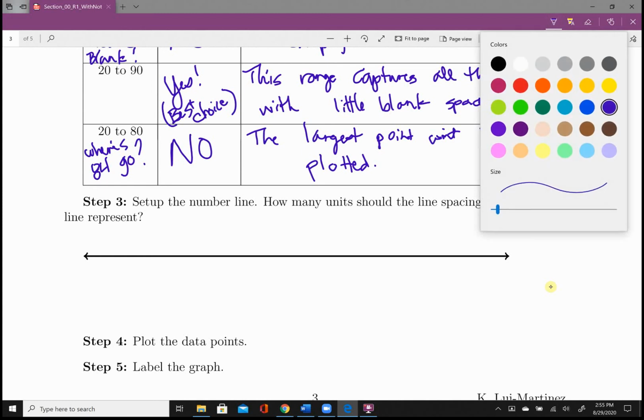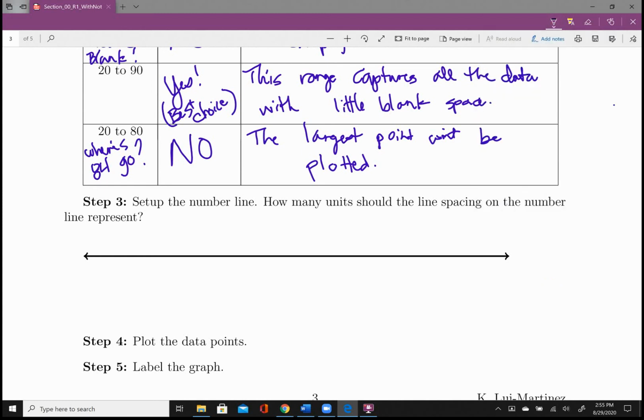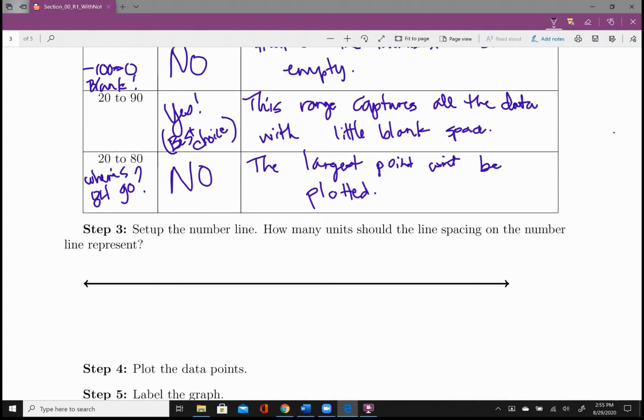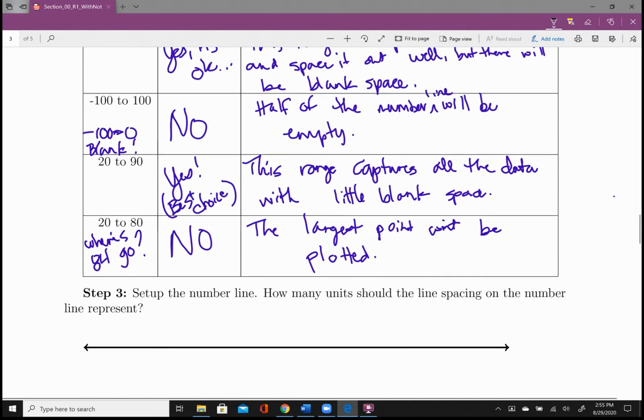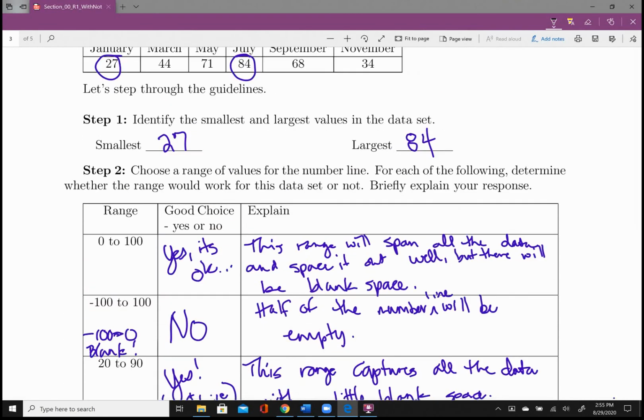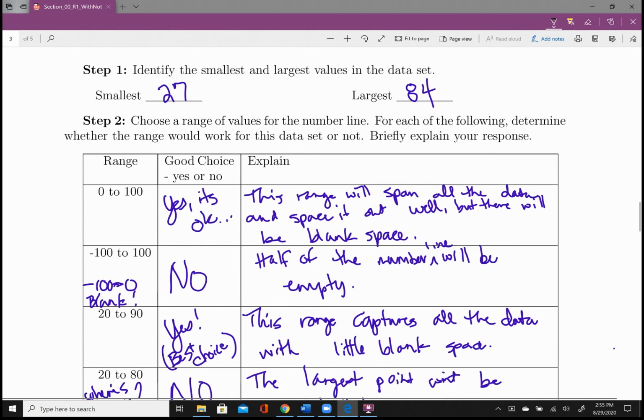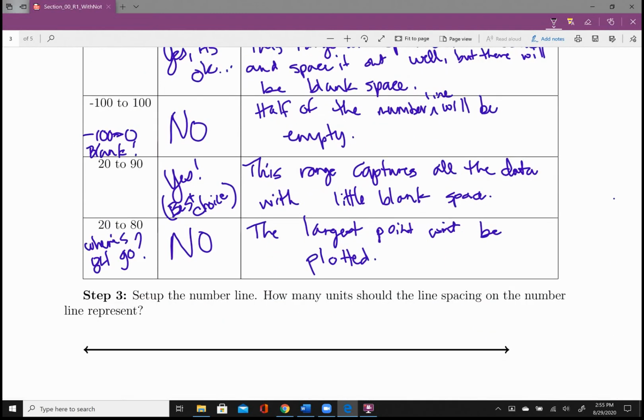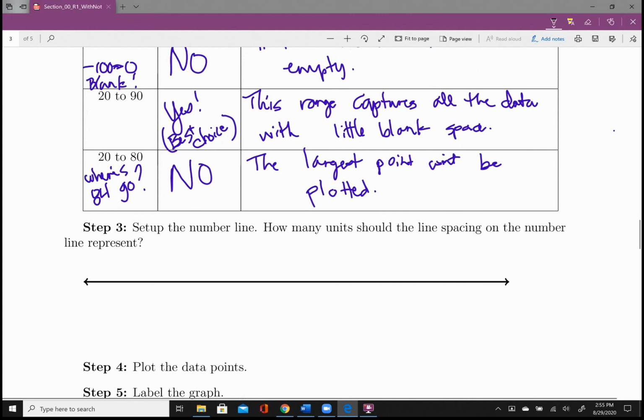I'm going to go ahead and change my color to black for this and say, all right, let's see how many tick marks I'm going to need. 20 to 84. Now we decided 27 to 84, and we decided 20 to 90 was going to be the appropriate range for the tick marks. So that means how many tick marks am I going to need if, let's just say, the tick marks are spaced by 10 units. So that would be 20, 30, 40, 50, 60, 70, 80, 90. That's 8 tick marks. Okay, so go ahead and make 8 tick marks and try and make them as equidistant as you can on this number line provided.